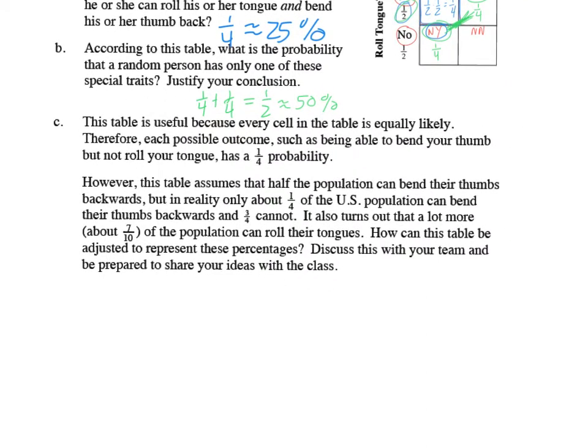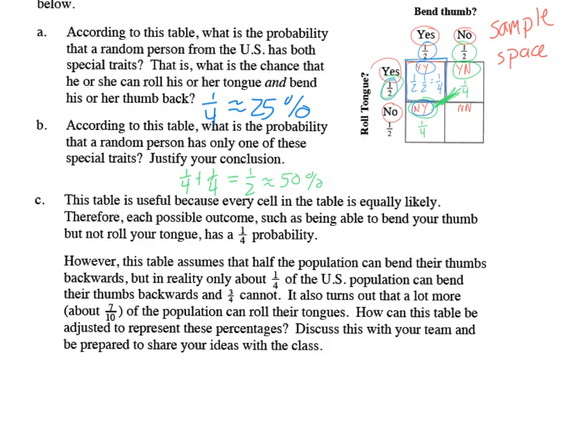So this table is useful because every cell is equally likely, therefore each outcome has a 1/4 probability. So it says, however, this table assumes that half the U.S. population can bend their thumb, but in reality, only about 1/4 of the U.S. population can bend their thumbs, and 3/4 cannot. And also, about 7/10 of the population can roll their tongues. Can this table be adjusted to represent these percentages? Yes, it can, and that's what we're going to dive into as we go into the next problem.